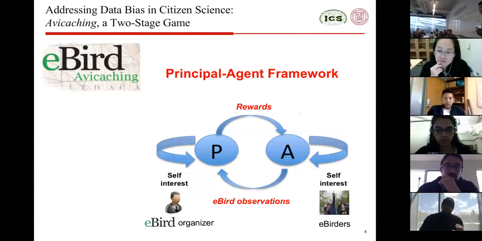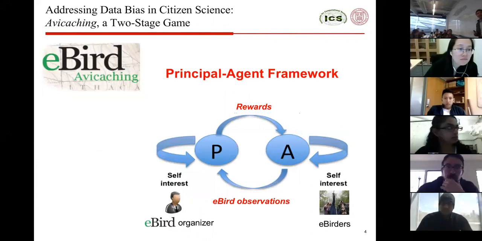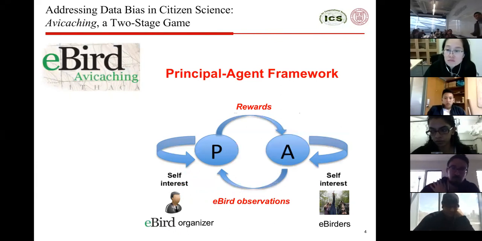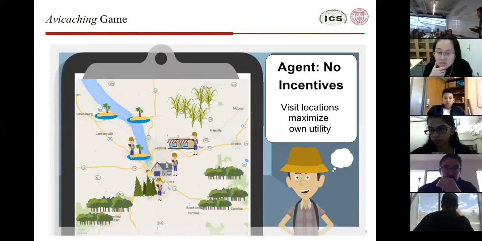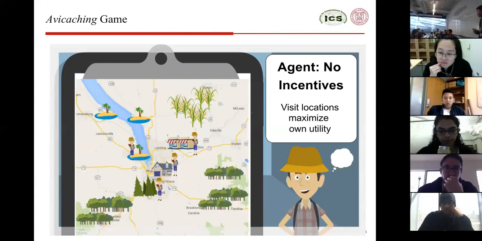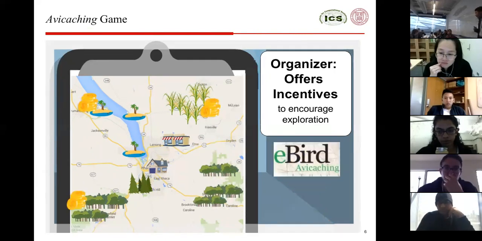So to address the data bias problem for eBird, we are proposing Avicaching as a two-stage game, following the principal and agent framework, in which we, as the eBird organizer, use additional rewards to motivate eBird bird watchers to collect observations in undersampled locations. Now, the game roughly goes like this. Suppose there are no incentives, then bird watchers would visit their favorite locations, the locations that they often visit. And then we, as the eBird organizer, offer additional incentives in the form of Avicaching points in these remote and undersampled areas to encourage exploration.